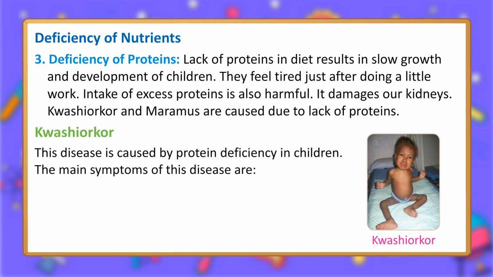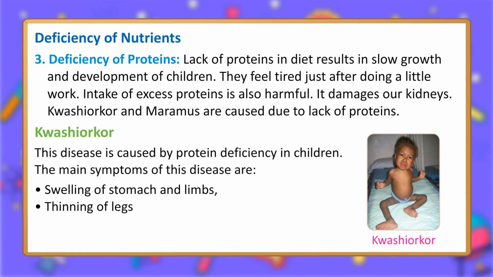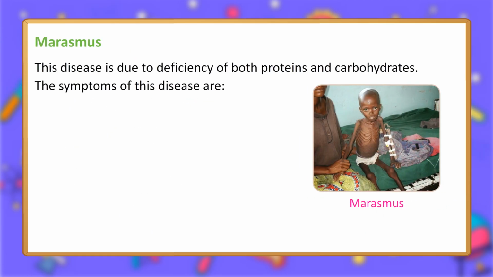Kwashiorkor. This disease is caused by protein deficiency in children. The main symptoms of this disease are swelling of stomach and limbs, thinning of legs, discoloration of hair, and ugly patches on skin. Marasmus. This disease is due to deficiency of both proteins and carbohydrates.